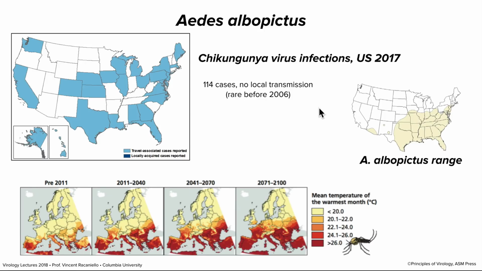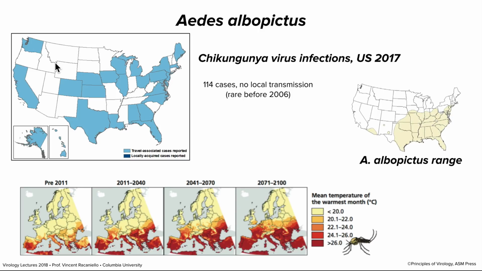And Aedes albopictus is far more globally distributed than Aedes aegypti. And you can see we've had some imported cases in the US. These are not locally transmitted cases. We do have Aedes albopictus in quite a few places in the US. Its range is shown in this map on the right here in yellow. So those are all the potential areas where the virus could spread.